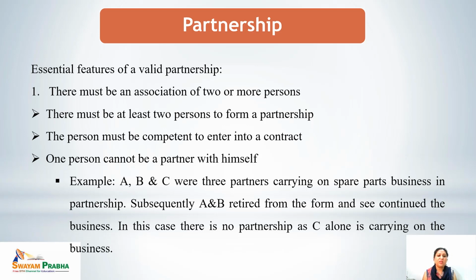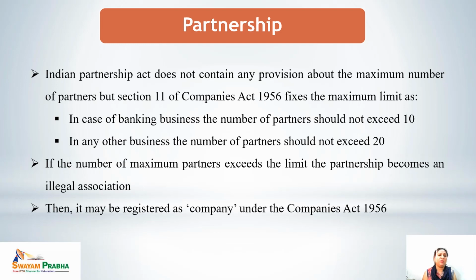Let's see the example. A, B, and C were three partners carrying on a spare parts business in partnership. Subsequently, A and B retired from the firm and C continued the business. So, in this case, there is no partnership as C alone cannot carry on the business.